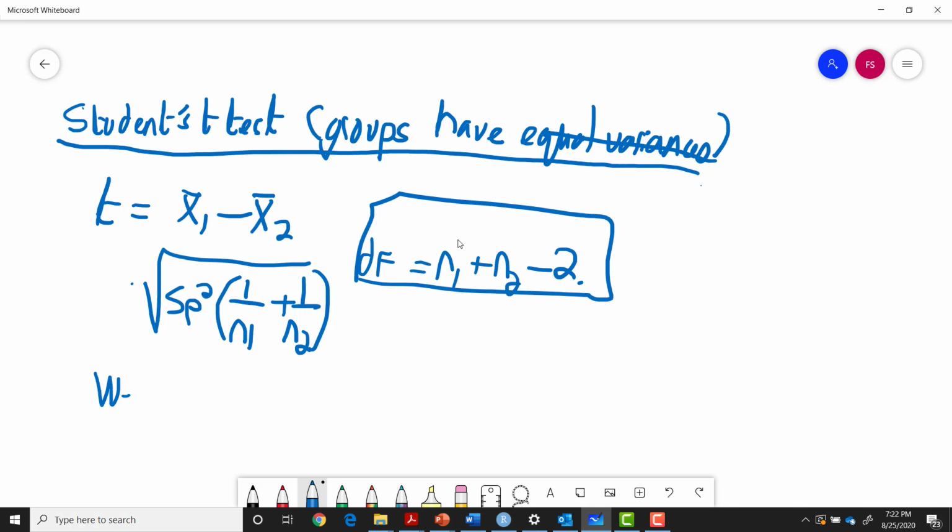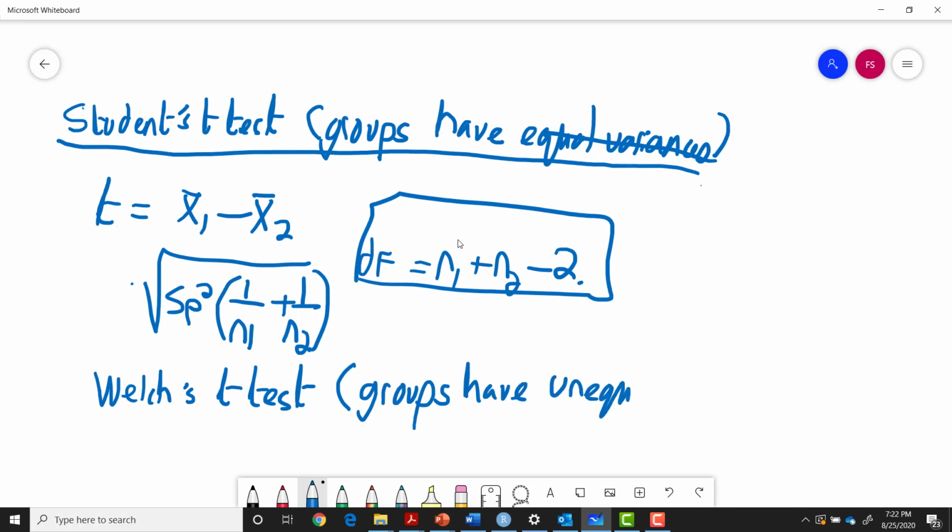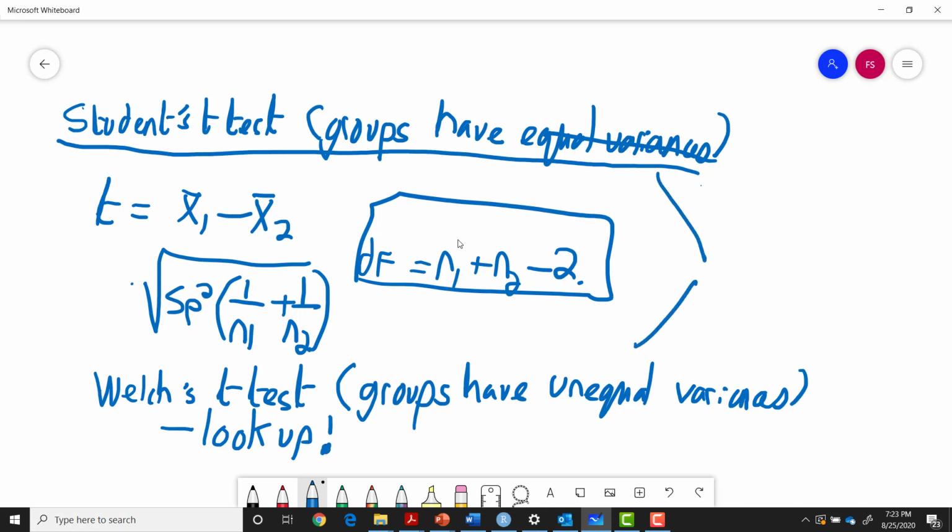Now, we also have the Welch's t-test. I'm not going to give you the math for this because it gets a bit complicated. It's got this insane degrees of freedom calculation. And this is for when the groups have unequal variances. You can just look this up. I think I might have put it in the notes. But how do we check if they have equal or unequal variances? Well, we use something called Levene's test, which is explained in the notes.